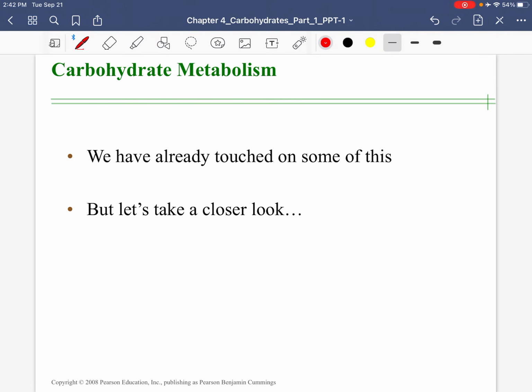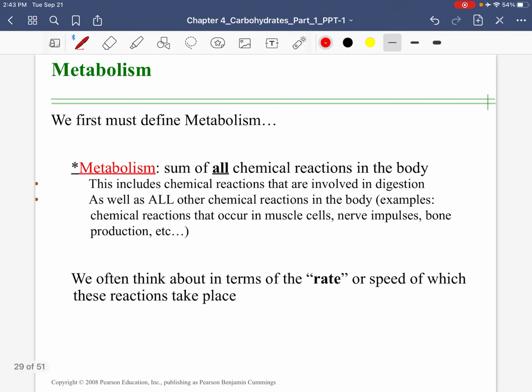Okay, here we go. This is, again, going to be the same playbook. We did the intro, structure, function. We talked about the dietary recommendations a little bit. Then we talked about specifics about the carbohydrates in digestion and absorption. Well, now we get to metabolism. So for each nutrient, we'll talk a little bit about how it is metabolized. Okay, well, we first have to define metabolism. The best definition that I like to use is metabolism is the sum of all chemical reactions in the body.